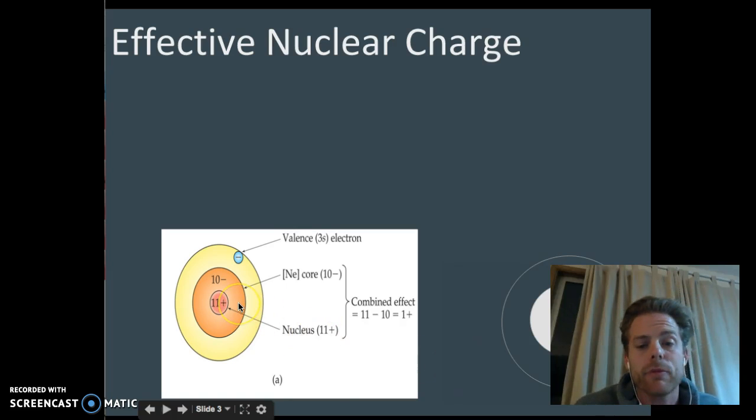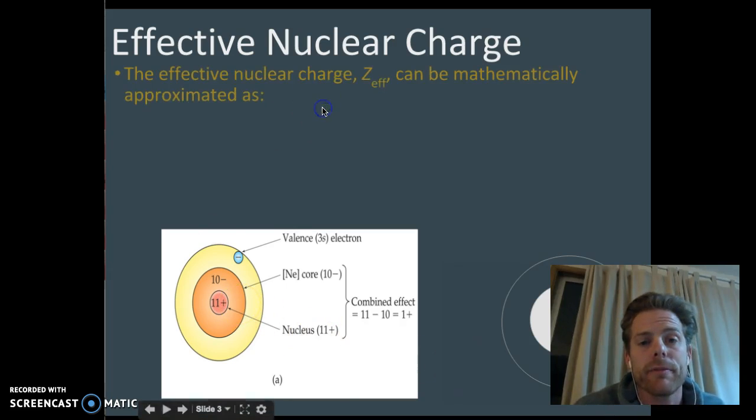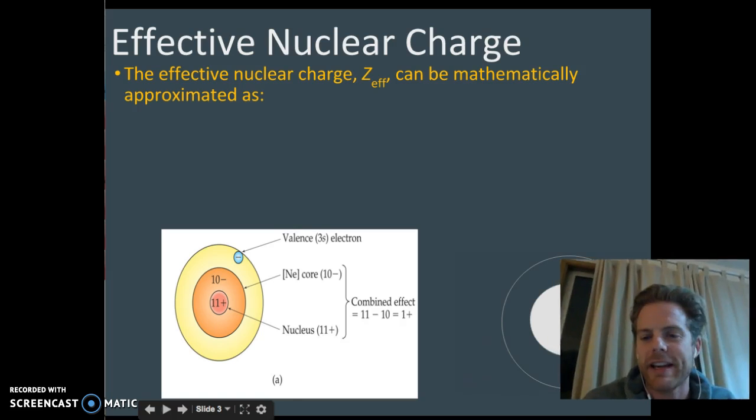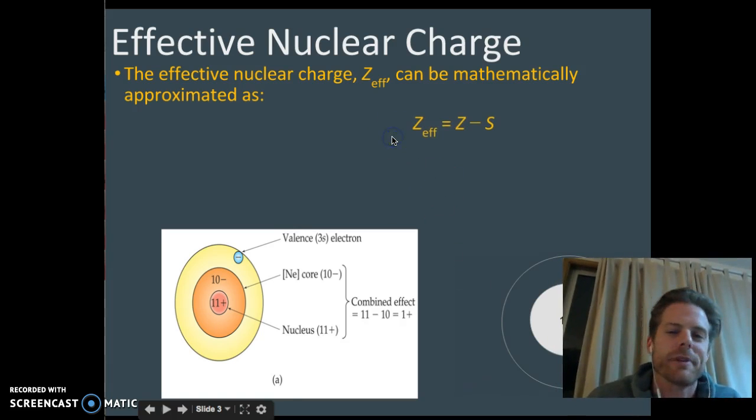Same one, all right? Talking about sodium over here. And we're going to say the effective nuclear charge is Z_eff, or Zeph. Wouldn't that be a cool name for a kid? Hey, Zeph, get over here. All right, stupid name, my bad.